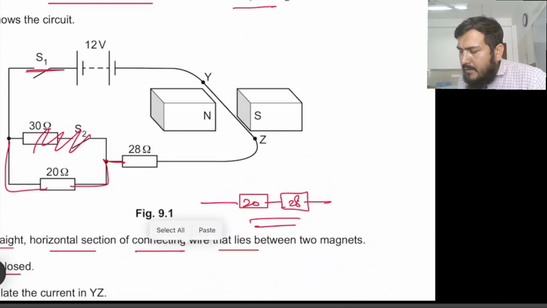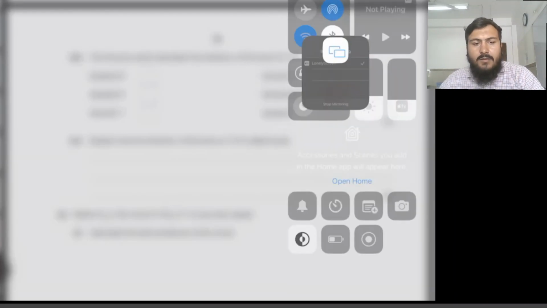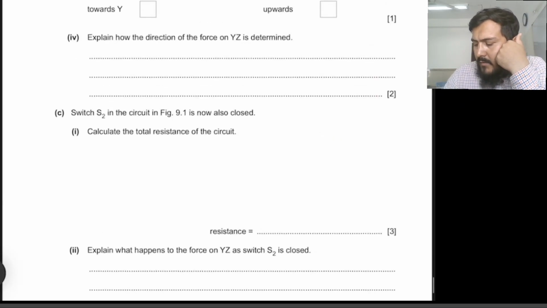How is the direction of force on YZ determined? So the direction of force is determined using Fleming's left hand rule, where the forefinger represents the direction of field, the middle finger represents the direction of current, and the thumb represents the direction of force. So you just need to mention that.